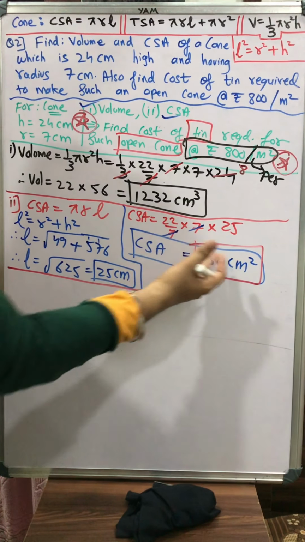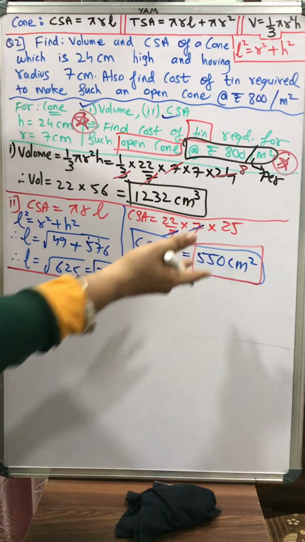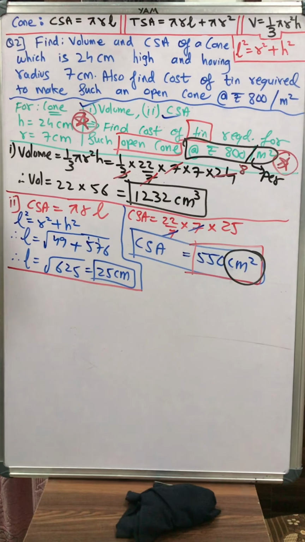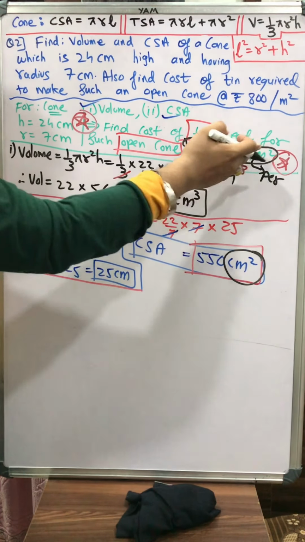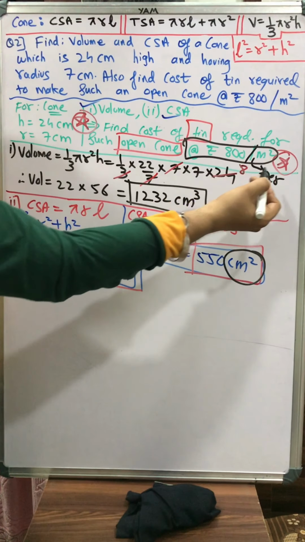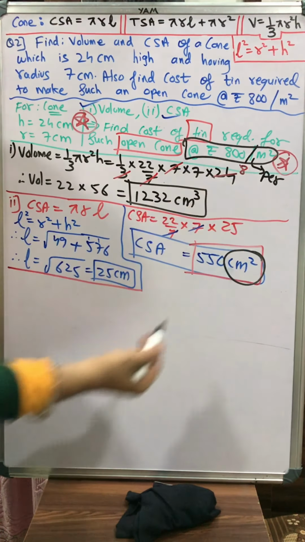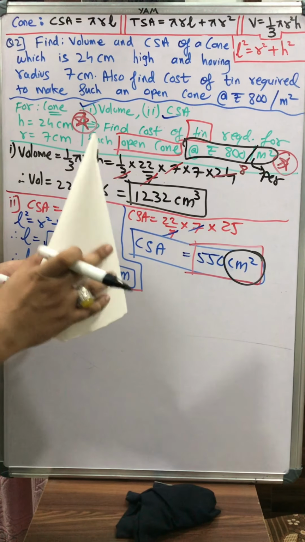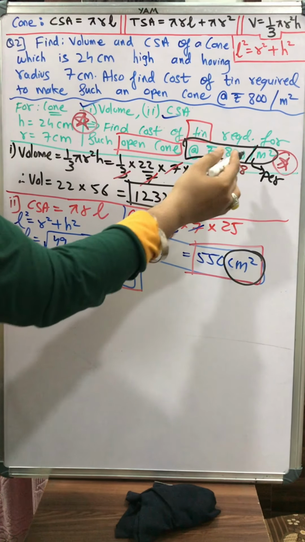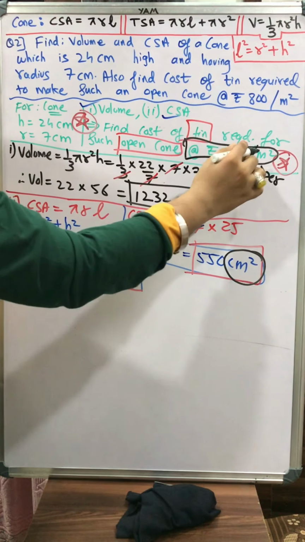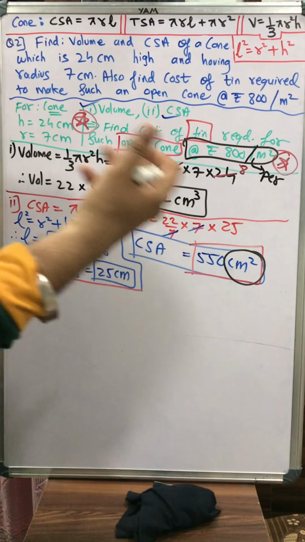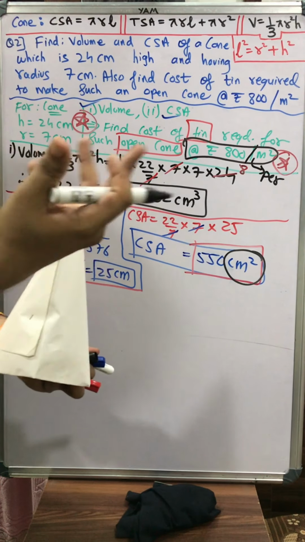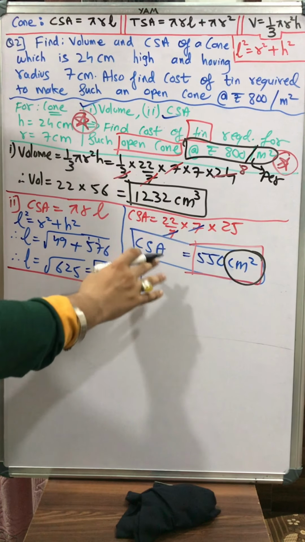How many meter square do we have? Pay attention, this is the only catch why I selected this question. We don't have meter square, we have centimeter square. This will not work. First we have to convert this area into meter square, because here the rate is given for 1 meter square, which is 800 rupees. Cost of building the tin cone is rupees 800 for 1 meter square of area. How many meter square of area is there for this cone, which is the curved surface area? I don't have meter square, I have centimeter square. So I convert into meter square.